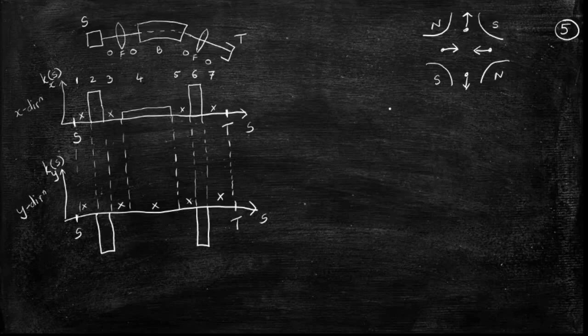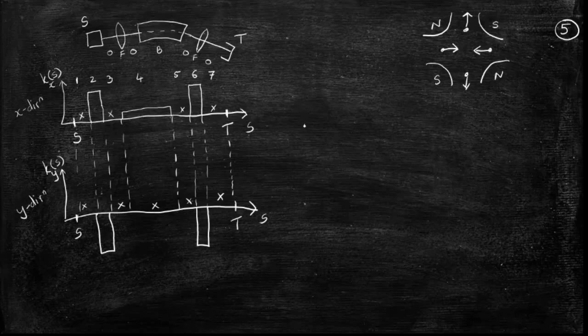So suppose I know the initial conditions in the source, what is x and what is x prime. Basically I know the emittance, I can take assigned values of x and x prime. Then using matrix number 1, I can find out what is x and x prime at the end of section 1. Then using matrix number 2, I can find out what is the value of x and x prime at the end of section number 2, and so on.